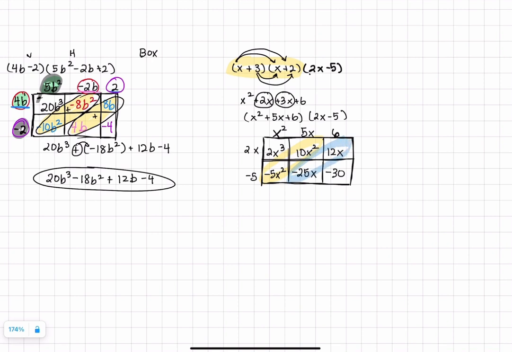Okay, so now we add the like terms. So 2x cubed. Negative 5 plus 10 would be plus 5x squared, and then negative 25 plus 12. So we're adding 12 to negative 25. That would be negative 13x minus 30. So this would be our final answer.